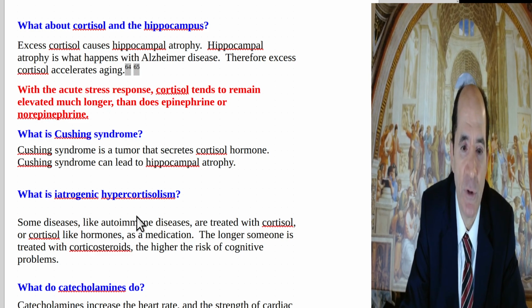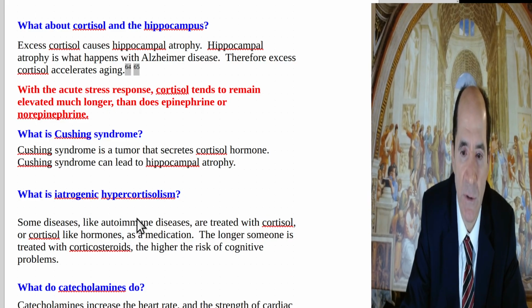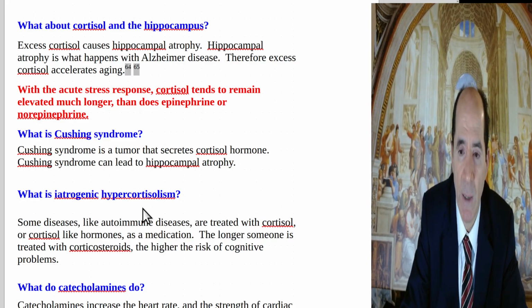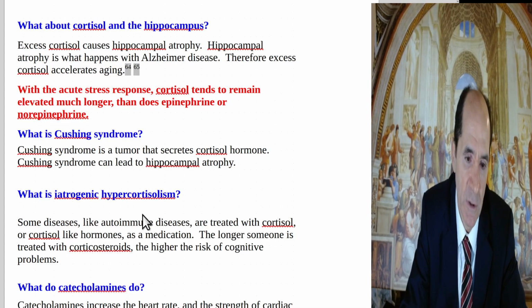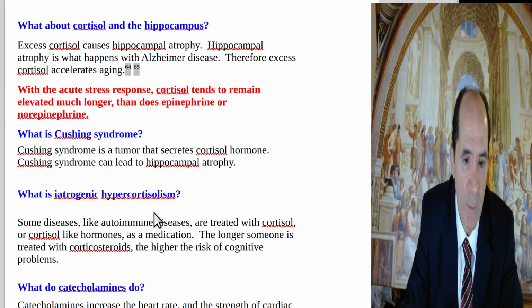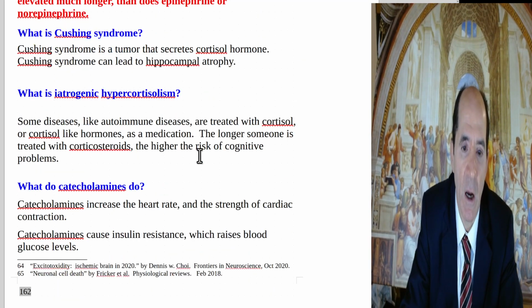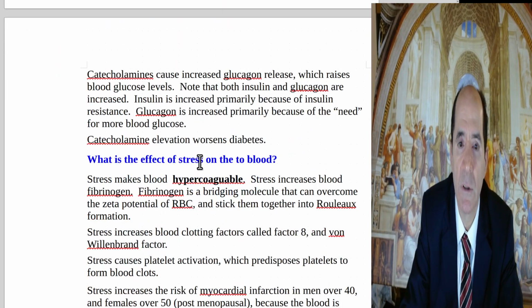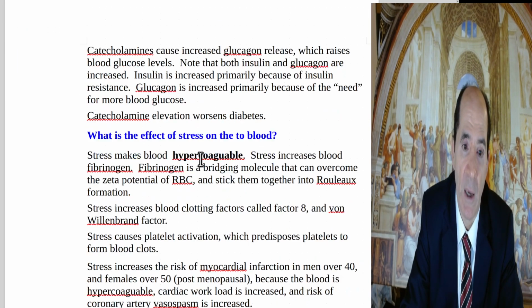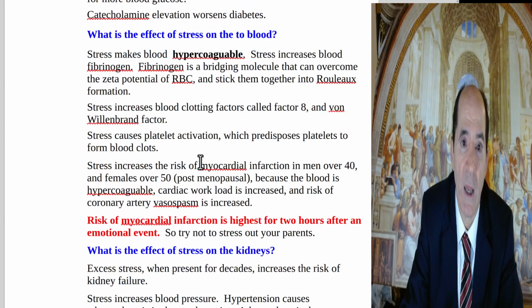Okay, what is iatrogenic hypercortisolism? Well, that can be from taking cortisol medication. Sometimes they're given as immune suppressants. Sometimes they're given to prevent edema, brain swelling with intracranial metastatic disease, for example. Okay, we talked about catecholamines, how they increase the heart rate, they cause vasoconstriction, they increase blood glucose, they cause insulin resistance. Okay, so they worsen diabetes. So being stressed out worsens diabetes.